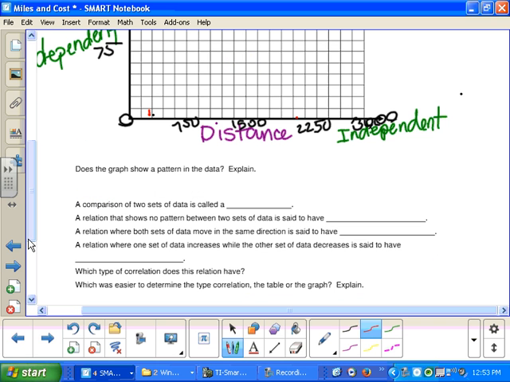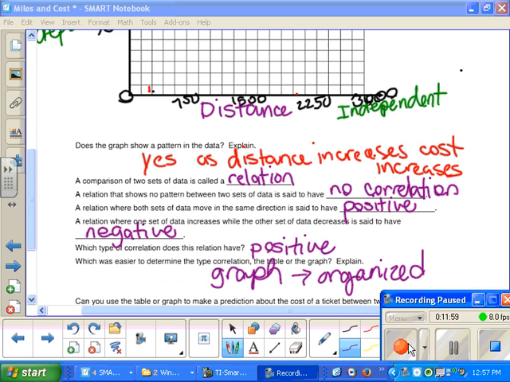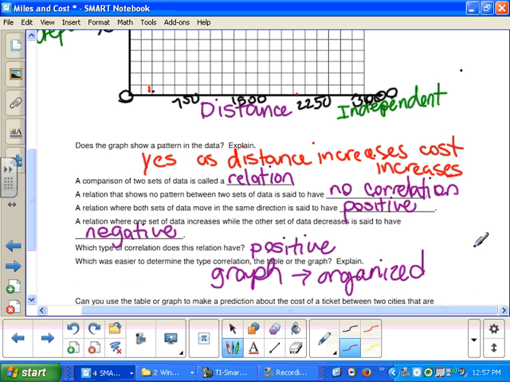So when you look at this question right here, does the graph show a pattern? Yes. As distance increases, cost increases. When we're talking about these, it says, does the graph show a pattern? Yes, we said it was positive. As distance increases, cost increases.